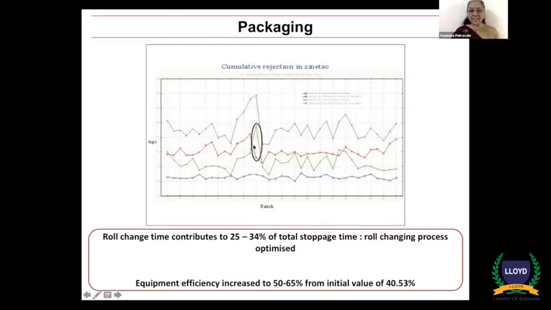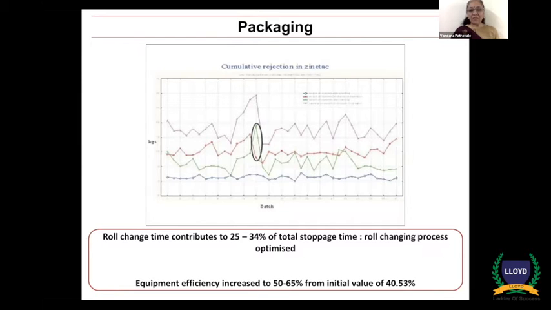Answer was yes. So instead of having, say, rolls which were 1,000 meters, if they put 3,000-meter rolls, because the scale of manufacturing has increased, they could increase the efficiency to up to 65%. Original was about 40%. So such changes are what industry demands. You know that time also is money.